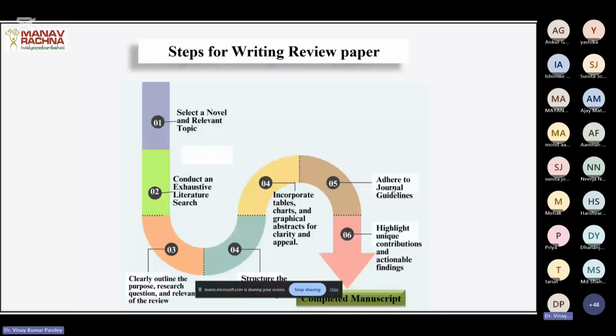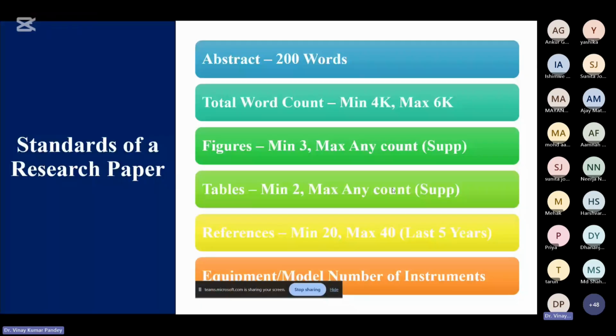Now I'll talk about the standards, the basic standards I would like to mention over here. This is just a summarized version of the guidelines you just saw in the Google I have shown you. So abstract, generally a research paper must have an abstract of 200 words. Word limit is there, 4,000 minimum. Like you can go for 3,500 words minimum at least, and maximum 6,000. Journal does not accept a research paper with 8,000 or 10,000 words. Generally, approximately 90% journals I have seen, they don't accept a research paper with more than 6,000 or 7,000 word limit.